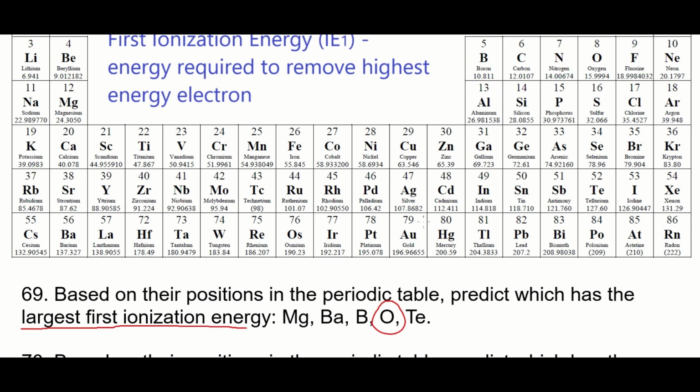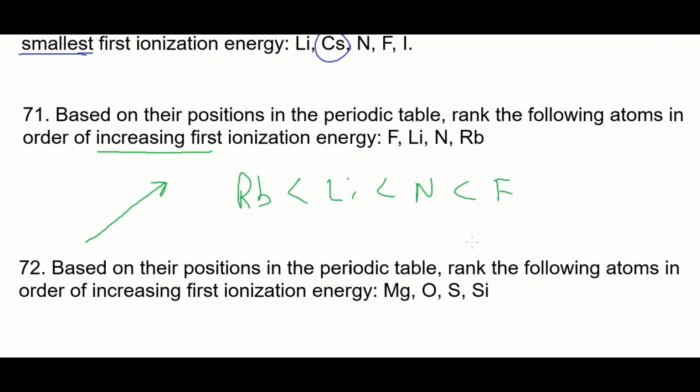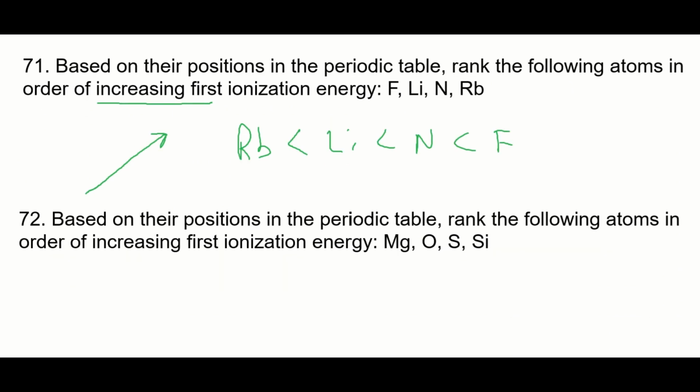The final one is going to ask us to do the reverse based on the position. Oh, no, sorry. It's the same question, just with different elements. Okay, so why don't you try this one? Which one requires the least amount of energy to remove their outermost electron? Right, the answer is going to be down and to the left, and then the most is going to be up and to the right.